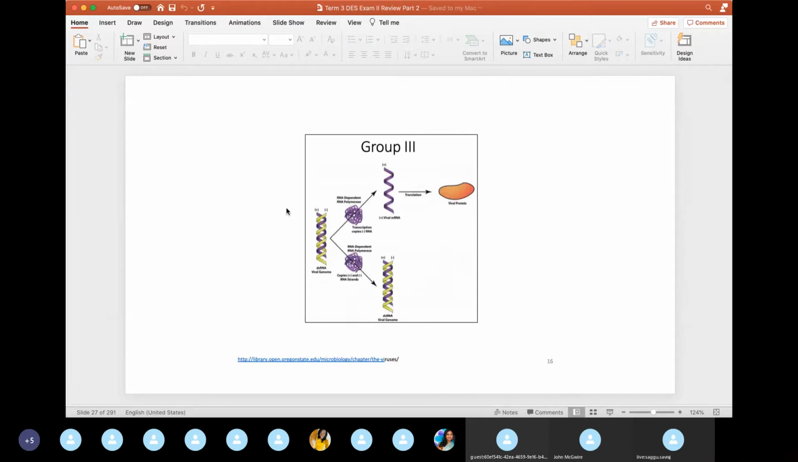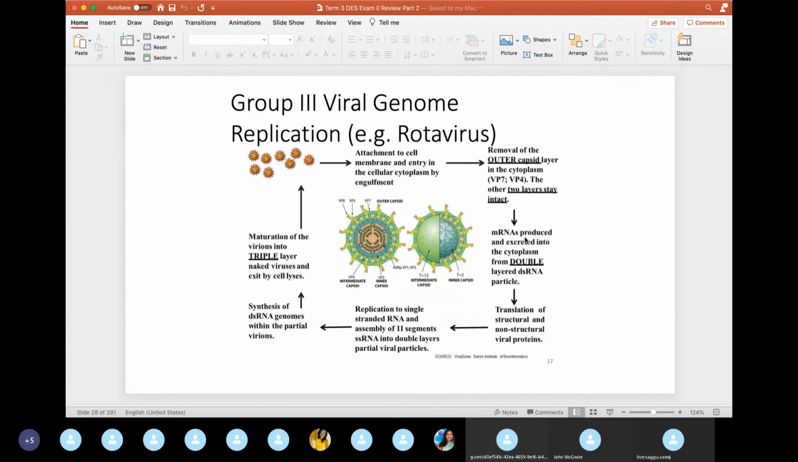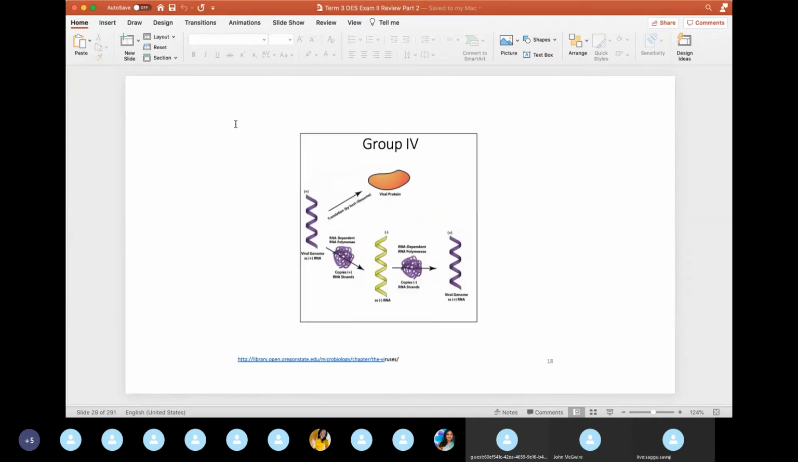Now we're going to group 3. Group 3, you have a double-stranded RNA. What do they need to replicate? They need RNA-dependent RNA polymerase to make a positive viral mRNA, which can be translated directly to proteins. Example, high yield, rotavirus. Group 3, rotavirus. Do I need to know the mechanism? Not yet, but term 4, term 5, you need to know the mechanism, right? But for now, know the examples, okay?